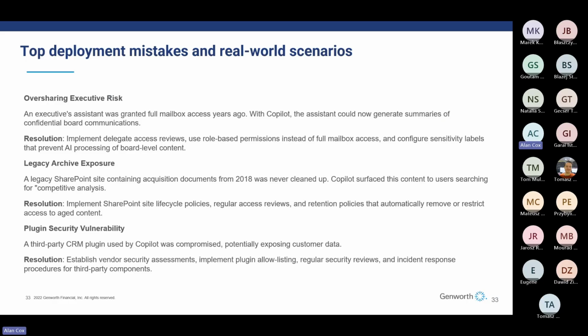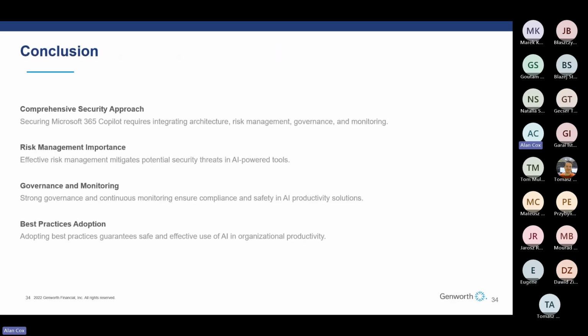And so a legacy SharePoint site has acquisition documents from 2018. It was never cleaned up. Copilot can still surface this data. Third-party CRM plugin, Copilot can still access that and potentially expose data. So establish vendor security assessments. Implement plugin allow listing, regular security reviews, and incident response procedures. Just some things to consider when we're talking rolling out Copilot.